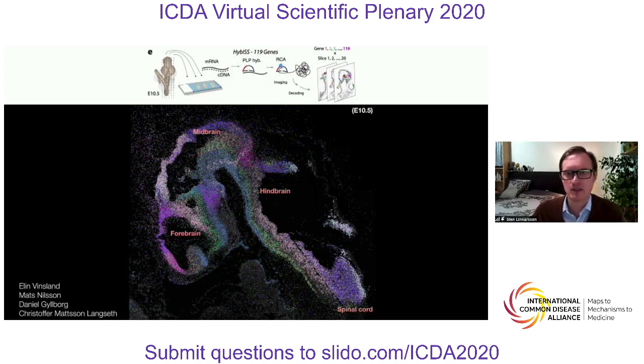This is work very much in progress, but I'm hoping that we can reintroduce the spatial information into this data set that was lost in the beginning when we do dissociated single cell RNA sequencing.